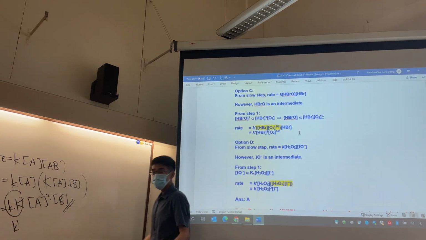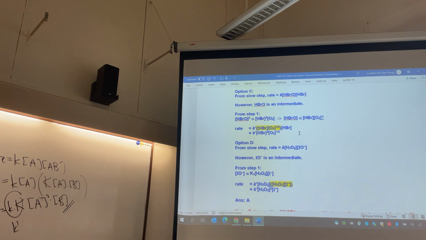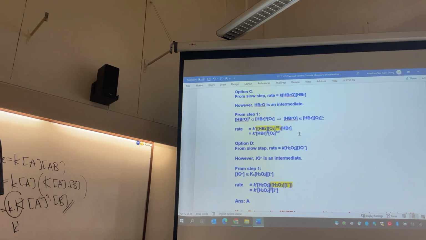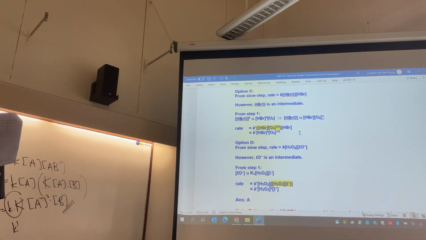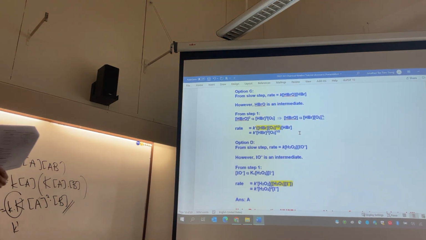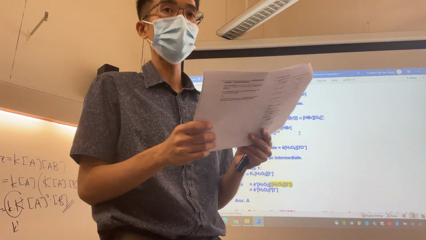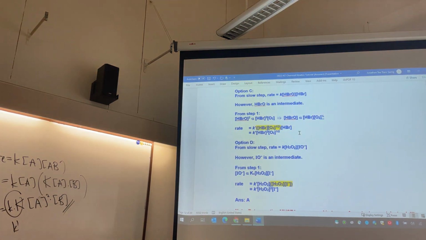Okay, then for those of you who didn't know how to do question 8 part A, now you should know how to do it. Because question 8 part A is also using this method 1. I'll give you 1 minute to solve 8 part A now. Because you cannot leave your rate equation in terms of an intermediate. You must get rid of the intermediate. Otherwise, your answer is wrong already. So look at your rate equation for 8A. If it has an intermediate, please get rid of the intermediate. Otherwise, your answer is wrong.